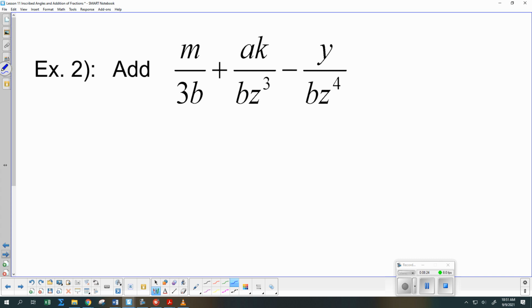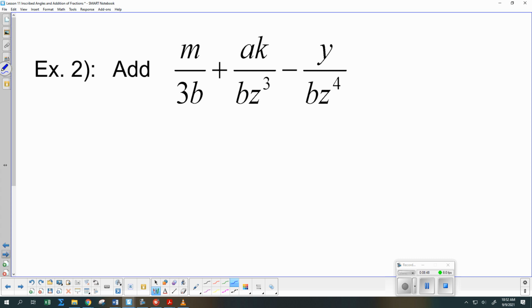Other topic for today is actually adding these things together. None of those are like terms. So far all we've done is write them all positive and see if we have any like terms, and only put together the ones that are like terms. Now we want to figure out, even if they don't really match up, how can we combine them?